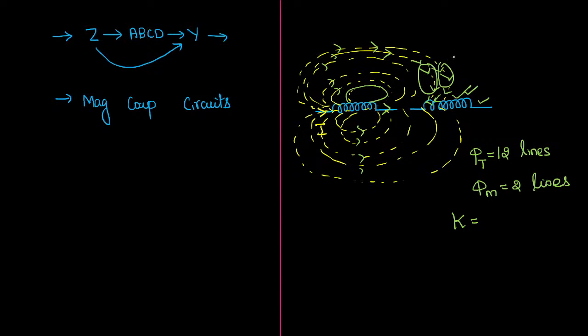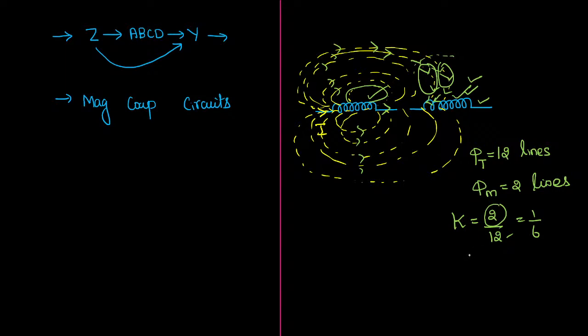Coefficient means it's a factor. What is the amount of flux that is linking with the secondary coil from the total flux offered by the primary coil? So we can define it in this way, that is 2 upon 12. So this is the amount of flux that is linked with the secondary coil out of total flux. Out of total flux means 12. So it will be 1 by 6.